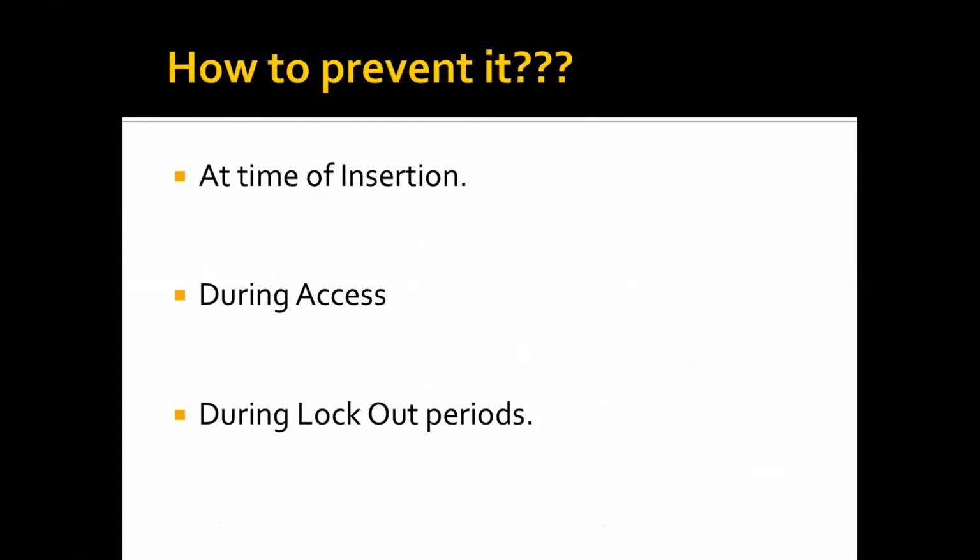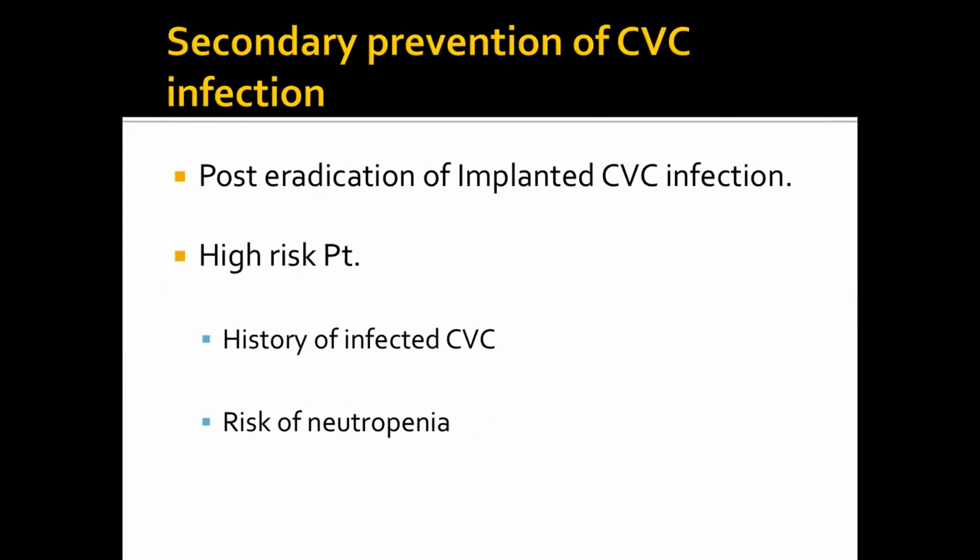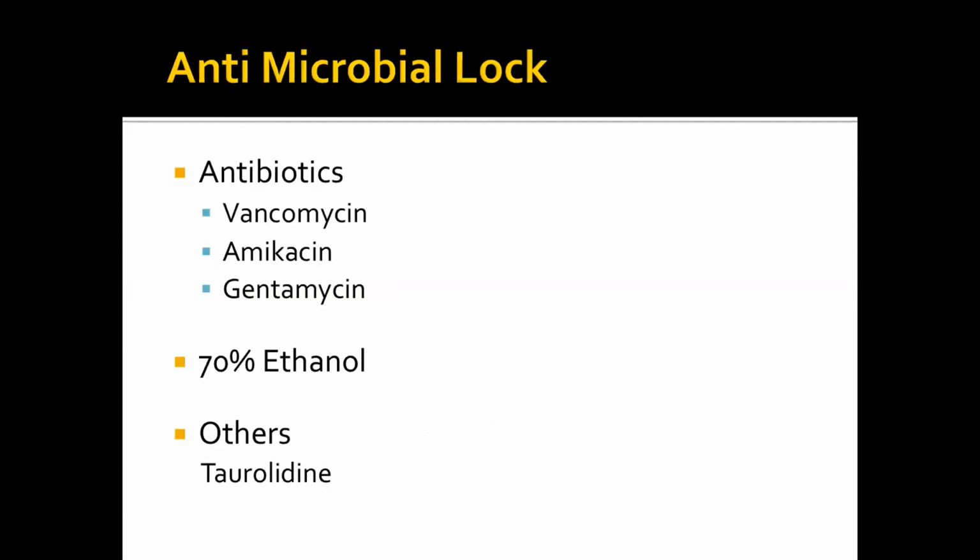At time of insertion, observe aseptic technique. During access, again, the nurses have to be educated on how to access the lines. During the lockout period between the TPN use, try to use some medication to reduce the infection. After eradicating central line infections, high-risk patients who have a history of infected CVC or risk of neutropenia should be considered for antimicrobial lock treatment. The antimicrobial can be an antibiotic, such as vancomycin, amikacin, gentamicin. It depends on what kind of organism, so check the culture and sensitivity. Then you start the lock treatment, or use antiseptic solutions, such as 70% ethanol.